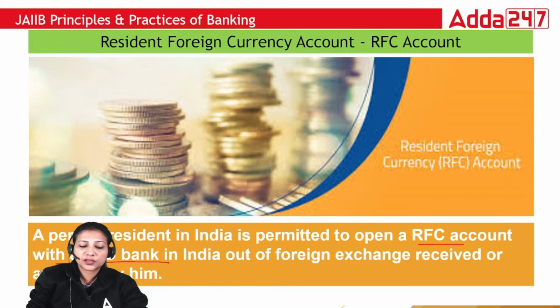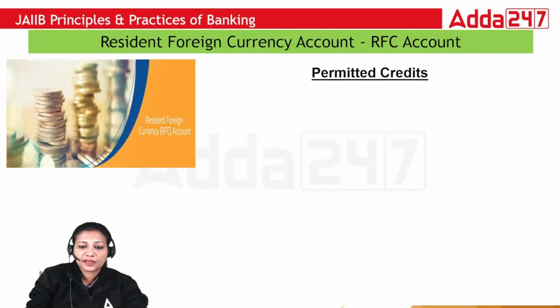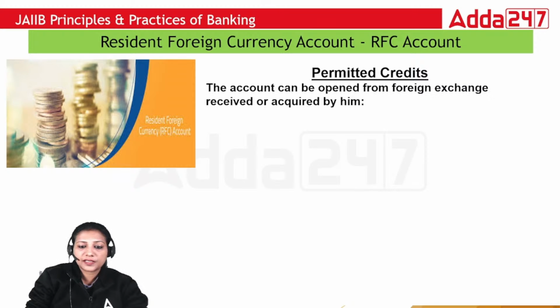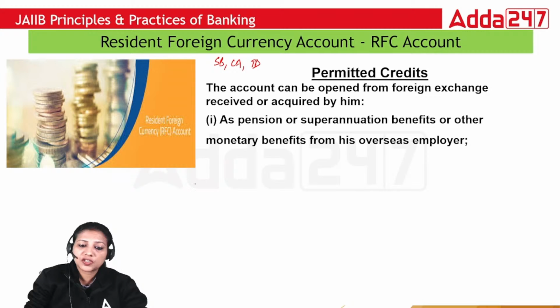AD bank is an authorized dealer, authorized by RBI, out of foreign exchange received or acquired by him. What are the permitted credits? In case of a resident foreign currency account, that is the RFC account, it could be a savings account, it can be opened as a current account, it can also be opened as a term deposit. What are the credits which are allowed? Credits allowed are pension, any kind of superannuation benefits, and other monetary benefits from his overseas employer.